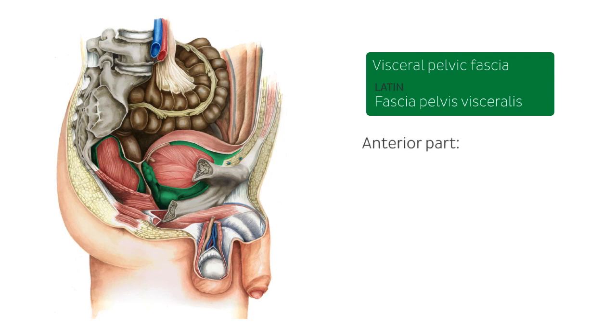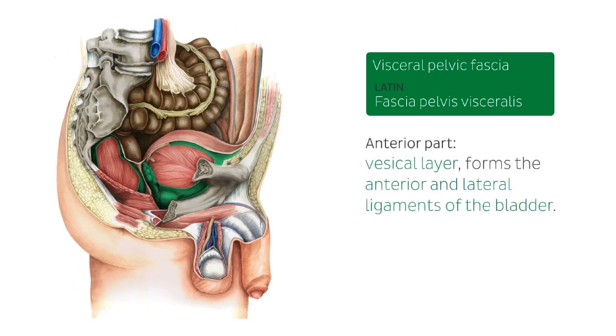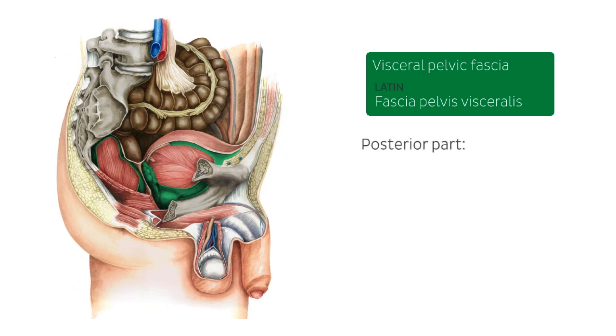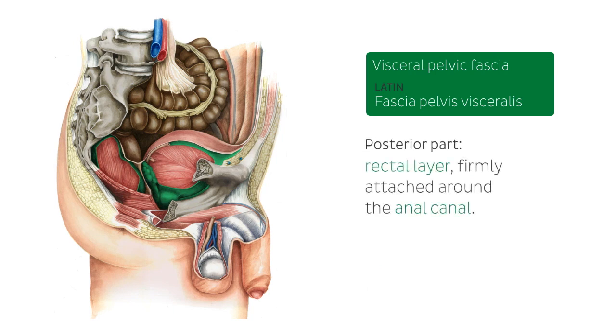The anterior part, which is known as the vesical layer, forms the anterior and lateral ligaments of the bladder. There is also a middle part, which is then the transverse cervical ligament, perforated by the cervix. And then there is a posterior part known as the rectal layer that passes to the side of the rectum, forms a loose sheath for the rectum but is firmly attached around the anal canal.